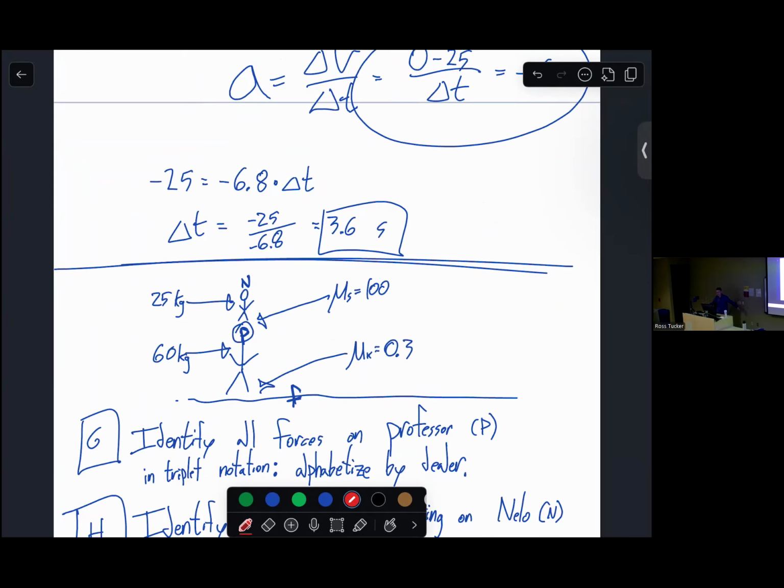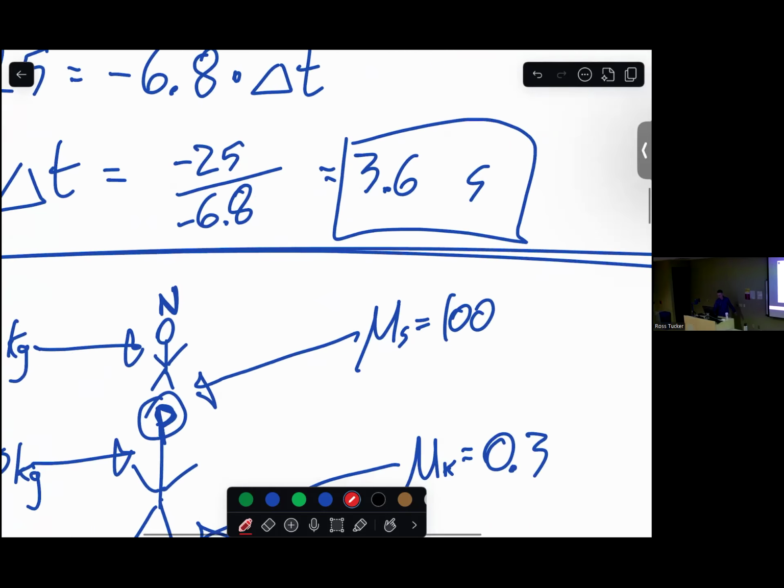Mu s times Nalo's normal. Does that equal Nalo's friction? Mu s times Nalo's normal force. I gave you his static coefficient of friction, and his normal is equal to his weight in this case. Does that tell you his friction force? Yes or no? Y or N? This is Google question P.